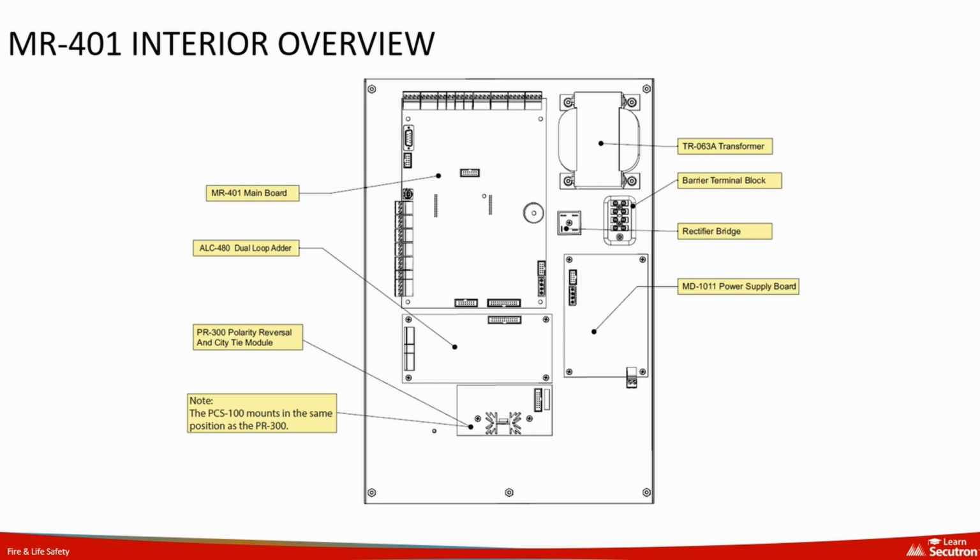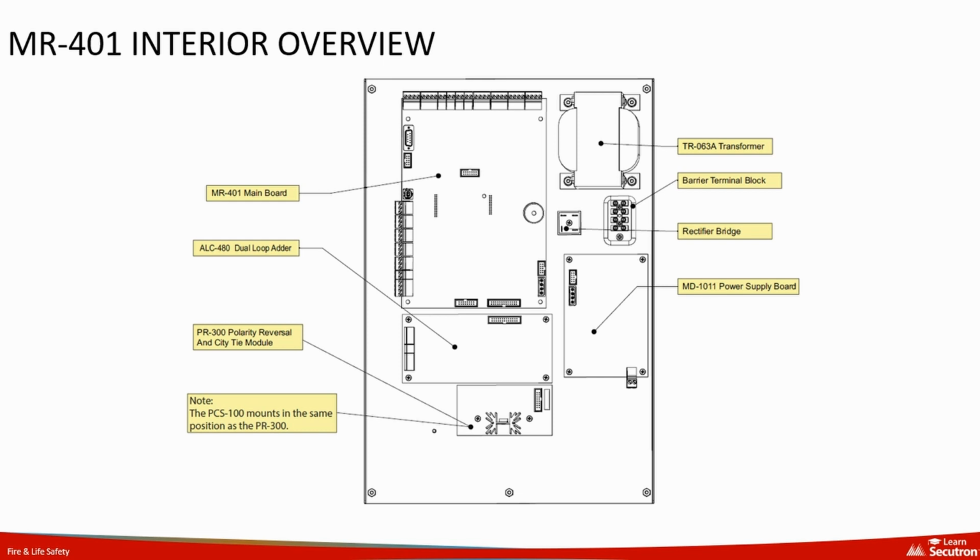This diagram displays the internal components of the MR-401 panel. We have the MR-401 main board, which serves as the control center for the panel. Below the main board is the ALC480 dual-loop adder, which expands the system's capacity. The PR300 polarity reversal and city tie module is positioned underneath.